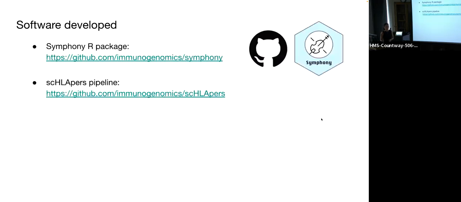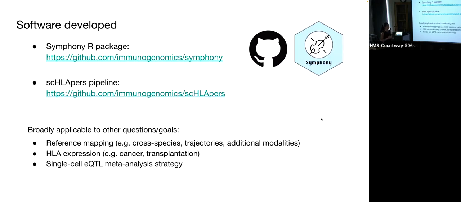And in terms of the two methods we developed, they're both available on GitHub. And although I described them to you today in terms of this HLA EQTL study, I wanted to point out that they're broadly applicable to many other questions and goals. For example, we've used reference mapping to try to do things like compare across species, defining different trajectories and adding additional modalities like potentially ATAC-seq.